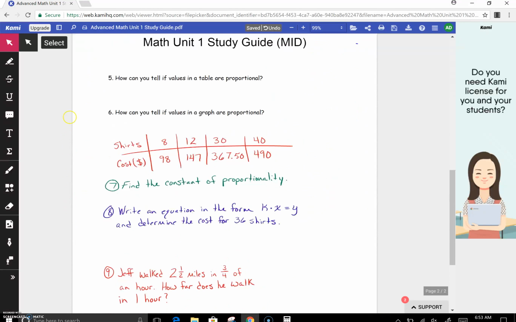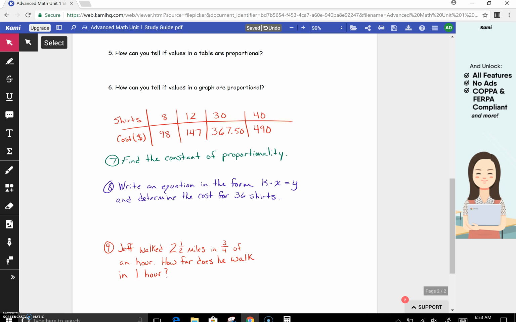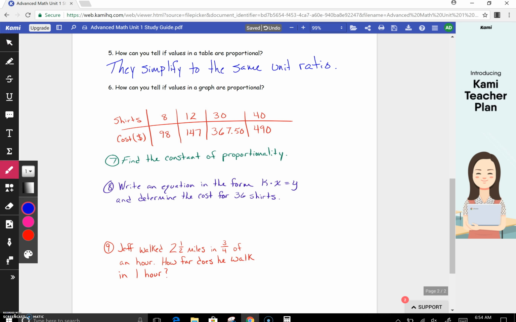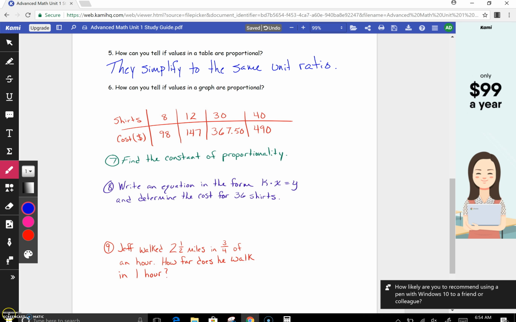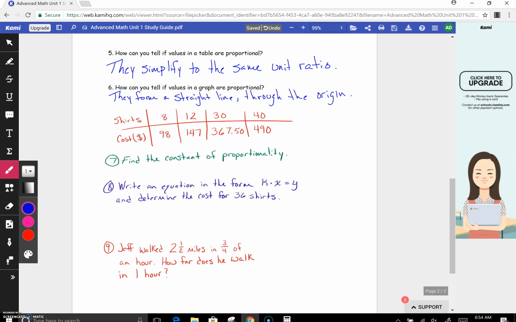On to the back page. How can you tell if values in a table are proportional? Answer to that question would be they simplify to the same unit ratio. So we've done that a couple times in the study guide already. Number 6, how can you tell if values in a graph are proportional? Answer to that question would be that they form a straight line through the origin.